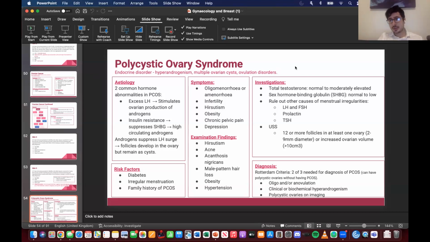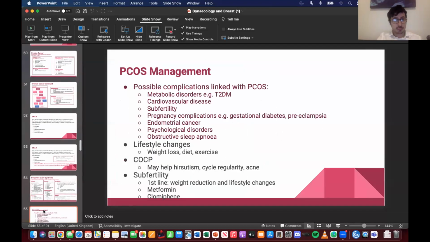Investigations: the testosterone can actually be normal, but the sex hormone binding globulin can be low, in line with the etiology we discussed. The LH tends to be significantly greater than the FSH, and there can also be an increased prolactin. And on ultrasound, you can see the follicles, 12 or more in a single ovary. We discussed the Rotterdam criteria already. How do we manage PCOS?